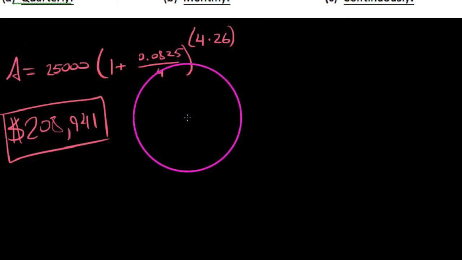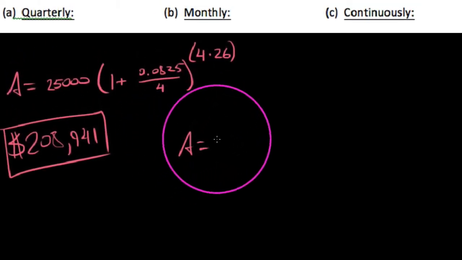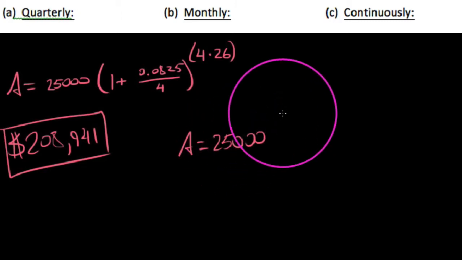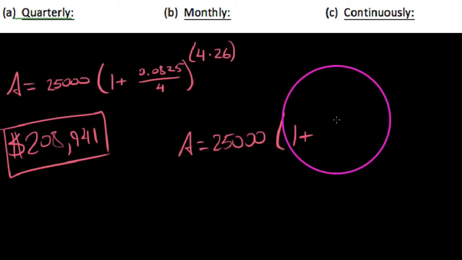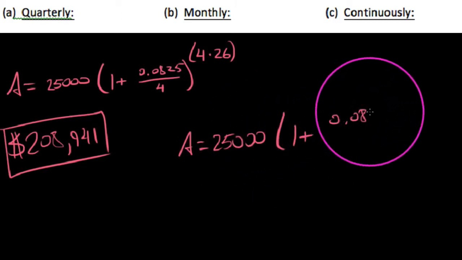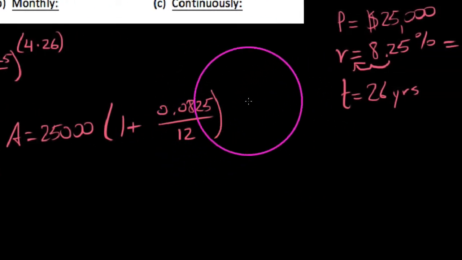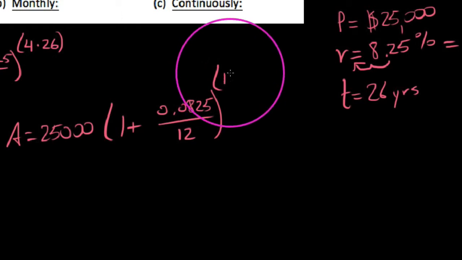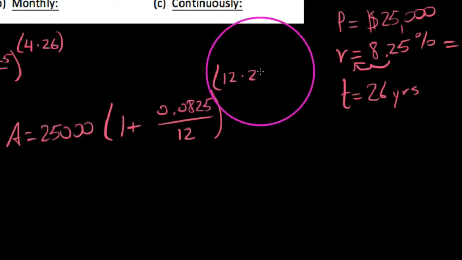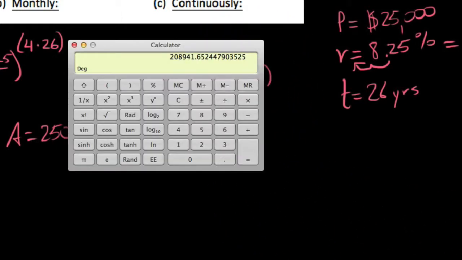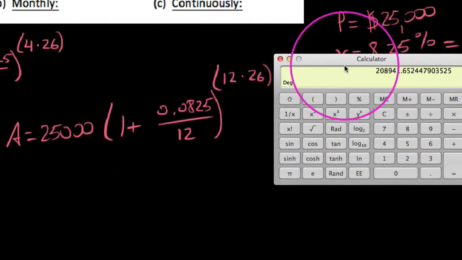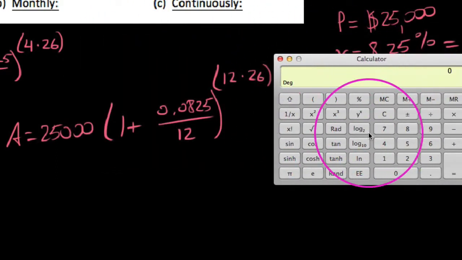So let's try the monthly. How does this change if we do it monthly? So we say the amount, we still have an initial amount of 25 grand. This is 1 plus. We still have the 8.25% rate, or 0.0825. But this time we're dividing by 12. But you'll notice we're also taking this to the power of nt, where it's 12 times 26. So getting my calculator back out here, one would think, well, if it happens every month, it'd be a little bit more, or maybe a lot more.